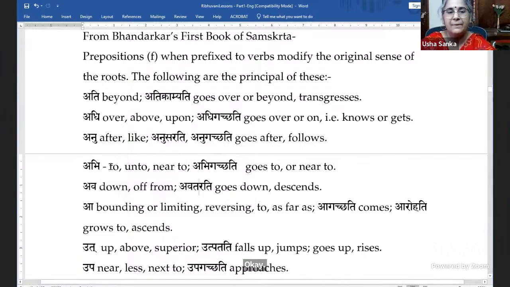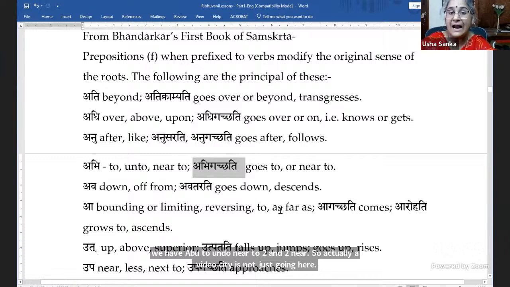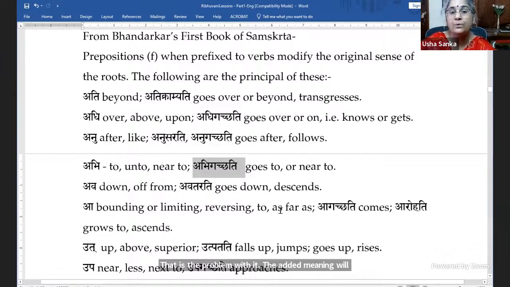Then we have abhi: unto, near to. So actually abhigacchati is not just going near. That is the problem with it. The added meaning will be to go for a union. So there are some extra meanings which are added. We should be very careful with words. The contexts are very important.